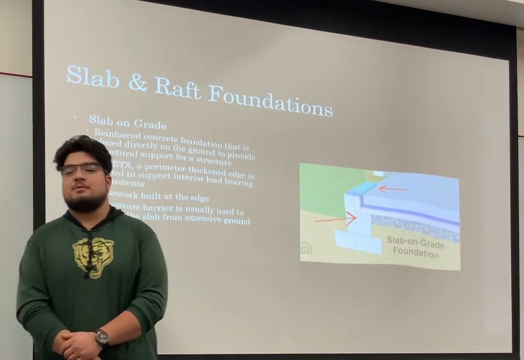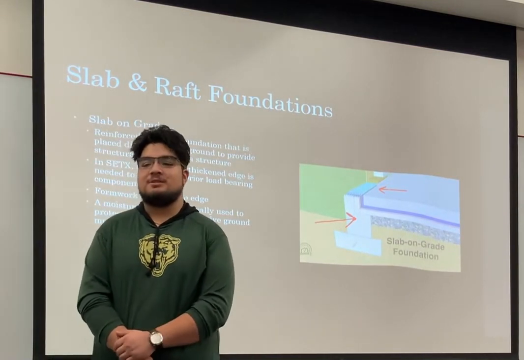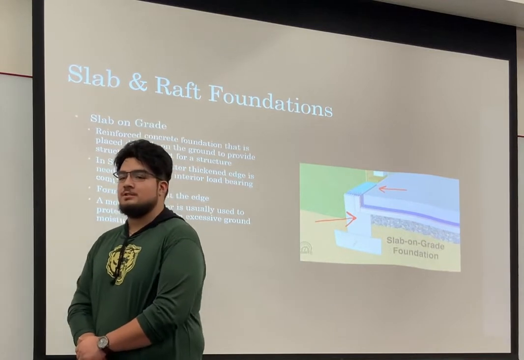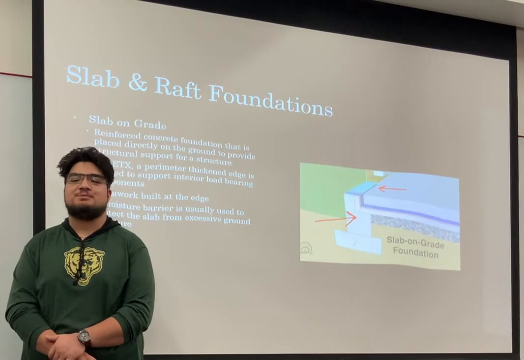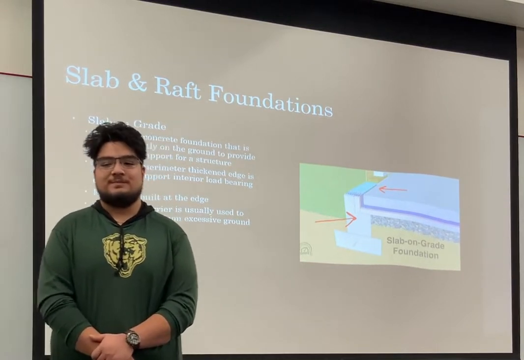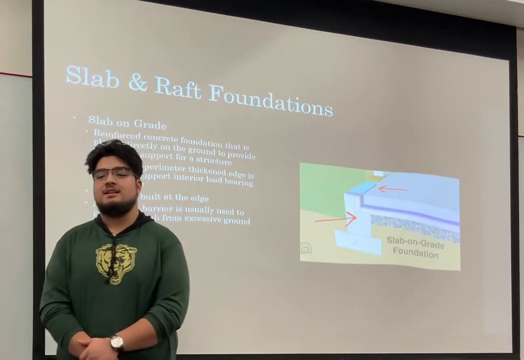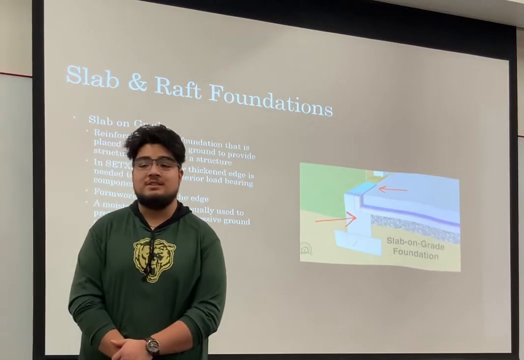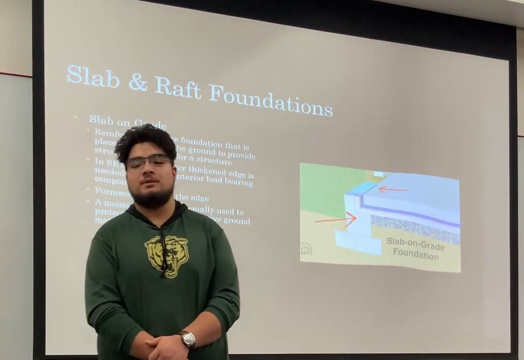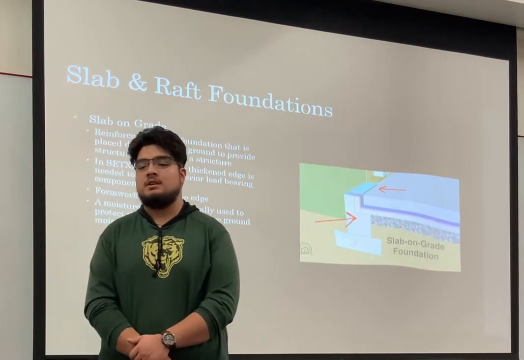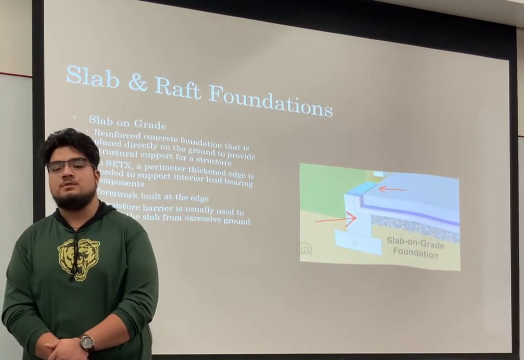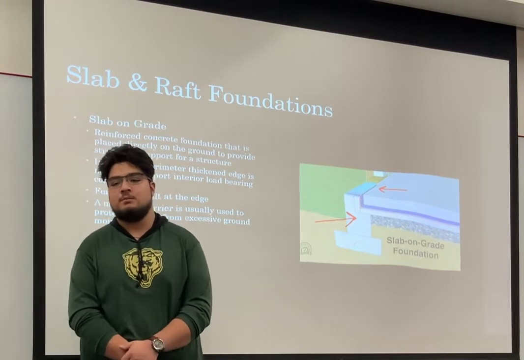More about slab and raft foundations. Slab on grade is a reinforced concrete foundation that is placed directly on the ground to provide structural support for a structure. In Southeast Texas, a perimeter thickened edge is needed to support interior load-bearing components, and formwork is built at the edge. A moisture barrier is usually used to protect the slab from excessive ground moisture.